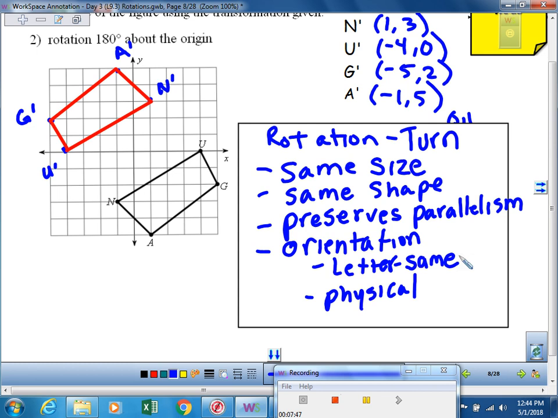How about the physical orientation? Here's how you check the physical orientation. You pick a letter. I'm going to say U. And always start on your pre-image. U is on the top, right? Is U on the top? No. That tells you the physical orientation changed.